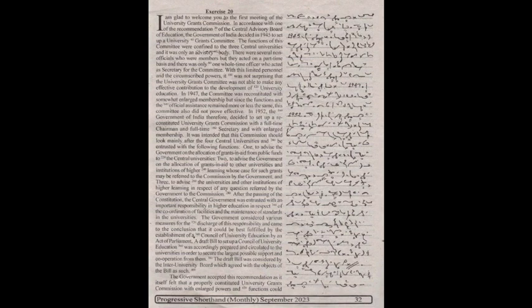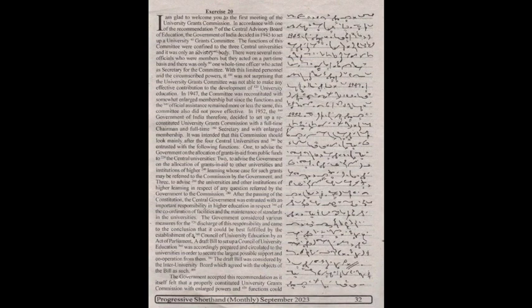I am glad to welcome you to the first meeting of the University Grants Commission in accordance with one of the recommendations of the Central Advisory Board of Education. The Government of India decided in 1945 to set up a University Grants Committee. The functions of this committee were confined to the three central universities, and it was only an advisory body. There were several non-officials who were members, but they acted on a part-time basis. There was only one whole-time officer who acted as secretary for the committee.